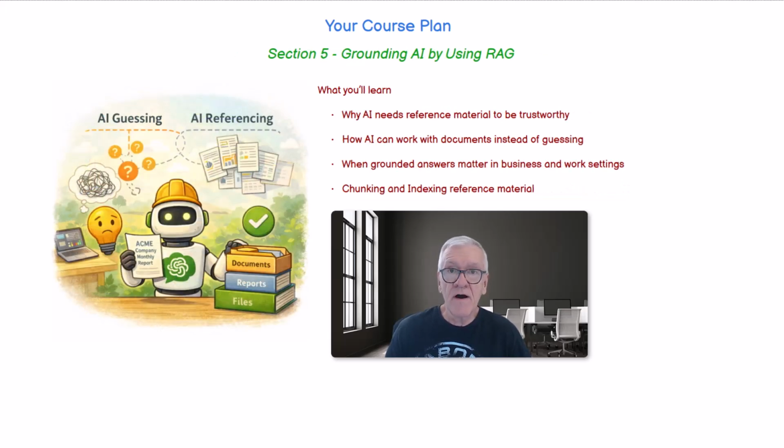And section 5, grounding AI by using RAG. We'll start off with the simple stuff. In other words, why AI needs reference material to be trustworthy, how AI can work with documents instead of guessing, and when grounded answers matter in business and work settings. We'll also look at chunking and indexing reference material.